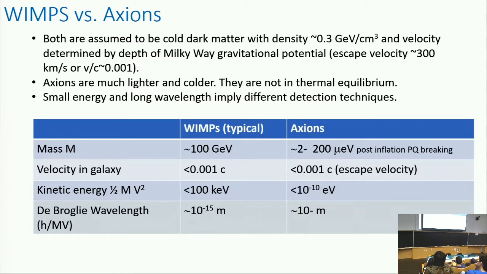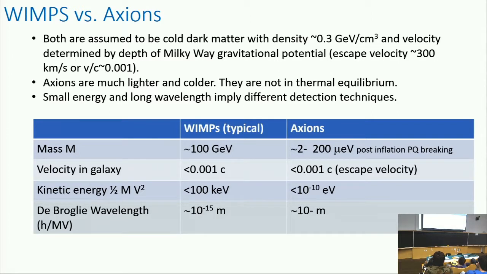Interestingly, though, the velocity of the particles is the same, and that's because our galaxy has an escape velocity. If you exceed about a tenth of a percent of the speed of light, things just fly off into space, and they're not useful as dark matter anymore. So you've got the same velocities, but so much smaller mass. The kinetic energy is 10 to the minus 10 eV instead of 100 keV. The cosmic microwave background is around 3 degrees, which corresponds to something like a milli eV. So if this was in equilibrium with the rest of the universe, these particles would be relativistic and could not be dark matter because they would just escape from the galaxy. So that's weird. These particles have to be thermally not in equilibrium with anything else.